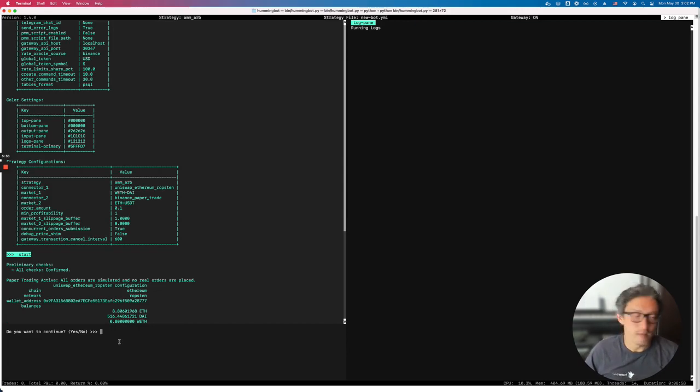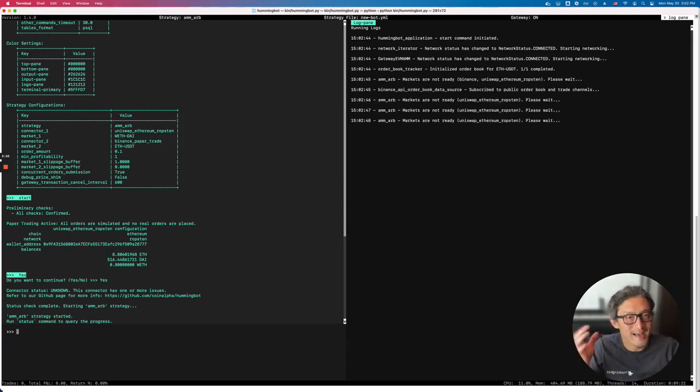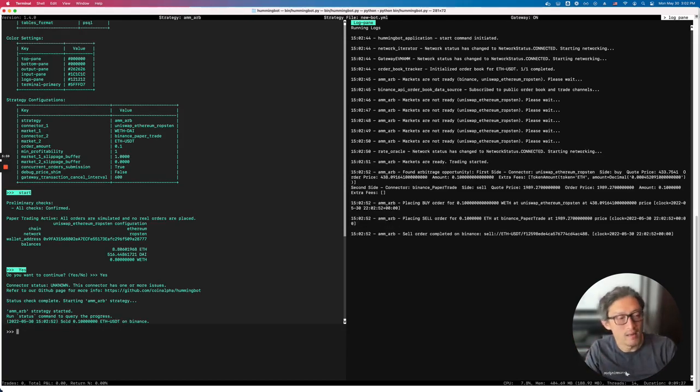So the first thing it's going to do is some checks. This confirms that you've actually instantiated the connector on both sides. The first time you would have done this with Gateway, it would have asked you some questions, like which wallet you want to use and which Infura node you want to use, and I've already done that. Because of that, it can run successfully. So let's answer yes. And now Hummingbot is going to connect to these different markets, Uniswap via the Gateway module and Binance as well.